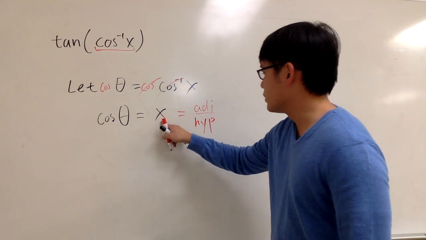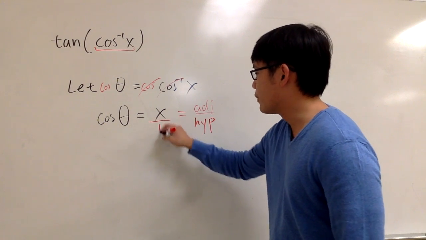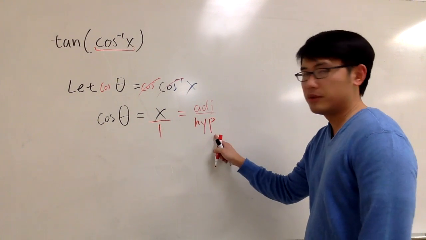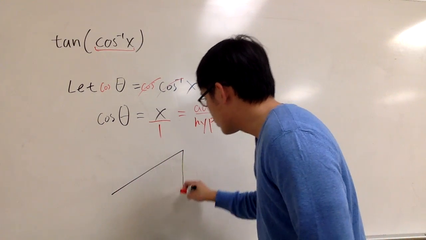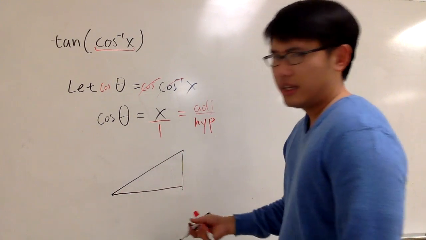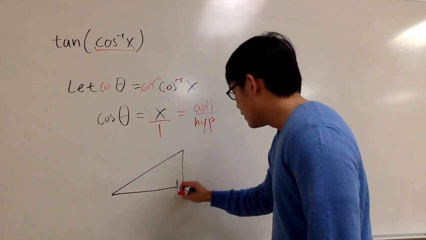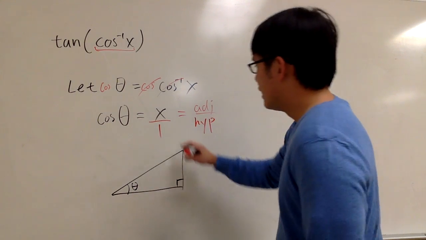Well, in this case, we can take x as the adjacent side, but we can put x as x over 1. So we know x is the adjacent side, 1 is the hypotenuse. And we can draw a right triangle. The right triangle that we should draw is something like this. And just draw this kind of right triangle every single time so it can be consistent. And I can put the angle right here. This is the angle theta.